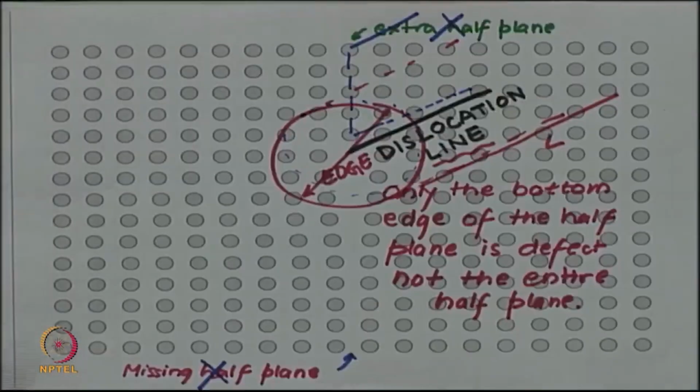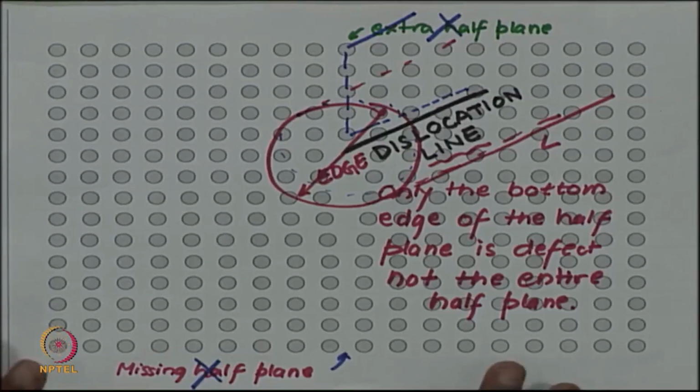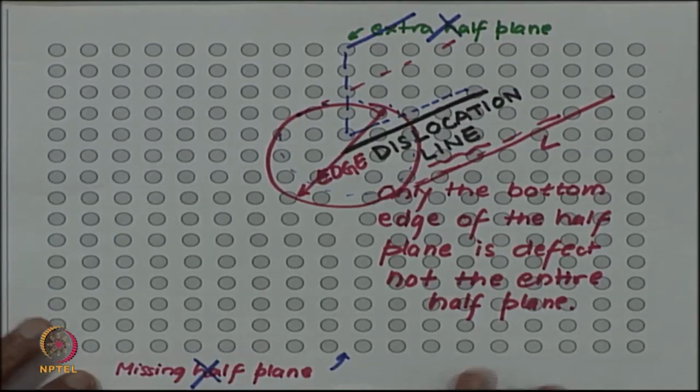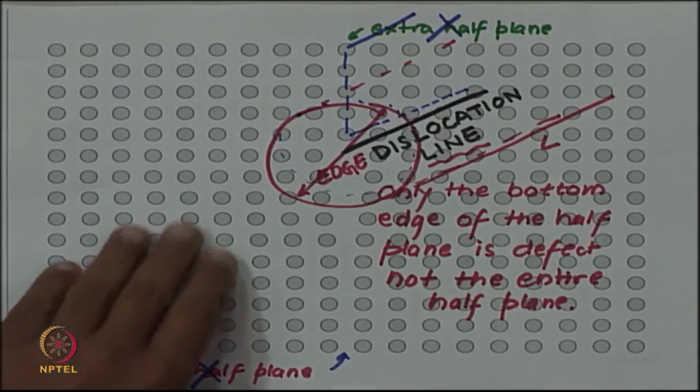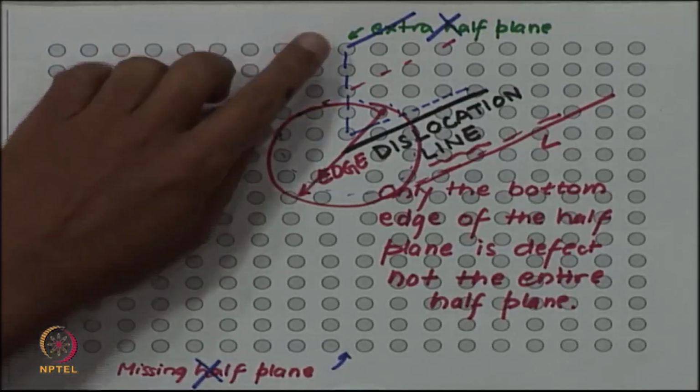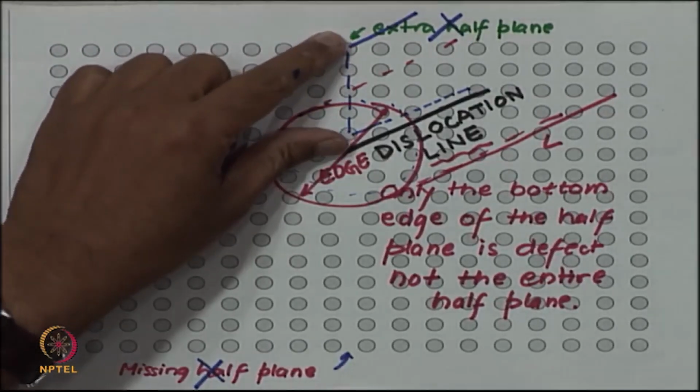So, with this we have introduced the edge dislocation line as the bottom edge of an extra half plane. But please note that this extra half plane is a sort of imaginary extra, it is not really extra, where the plane is there, that plane is very much required.